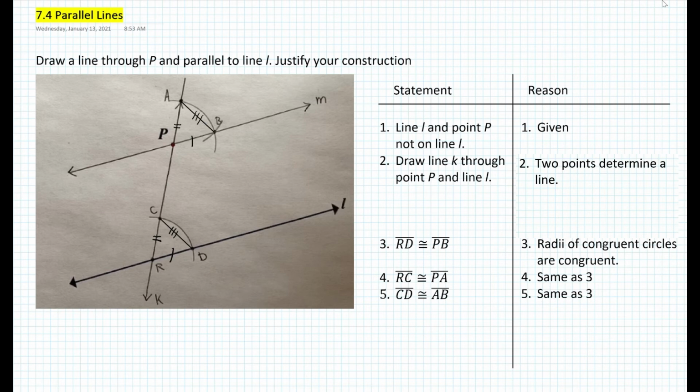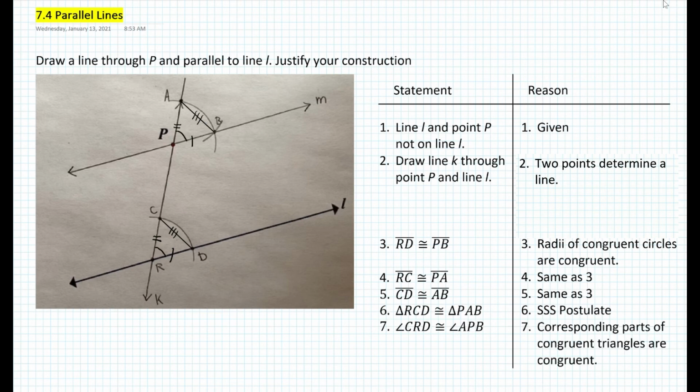Okay, so what do we notice at this point? Well, we can say that triangle RCD is congruent to triangle PAB because of the SSS postulate. Now, since both triangles are congruent, here we can say that angle CRD is congruent to angle APB because corresponding parts of congruent triangles are congruent.